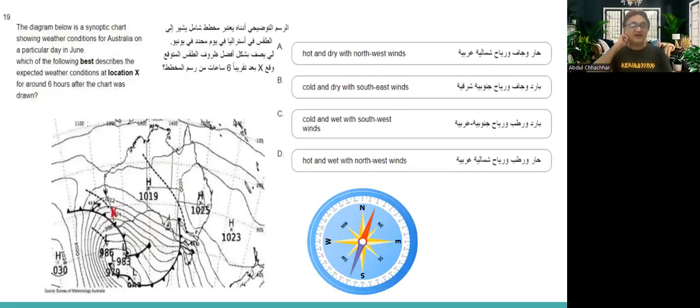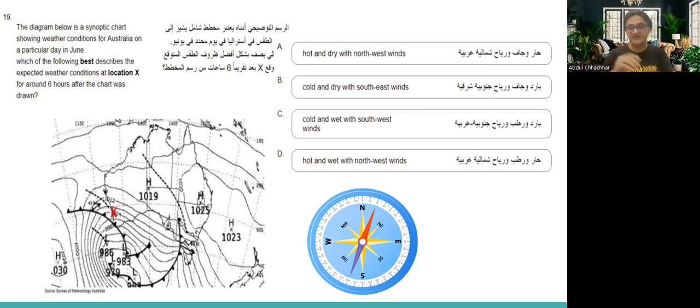Now, another type of question we have: the diagram shows a synoptic chart showing weather conditions for Australia on a particular day in June. Which of the following best describes the expected weather conditions at location X around 6 hours after the chart was drawn? We are not concerned with what time the chart was drawn, because you were not there. This question is about logic and reasoning.